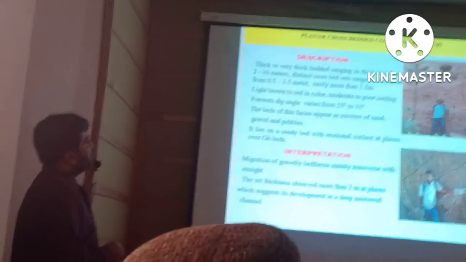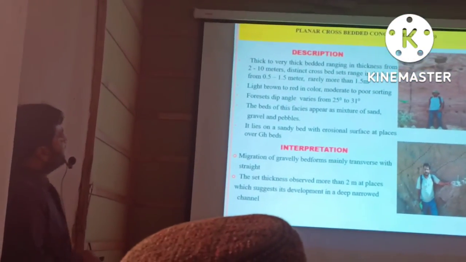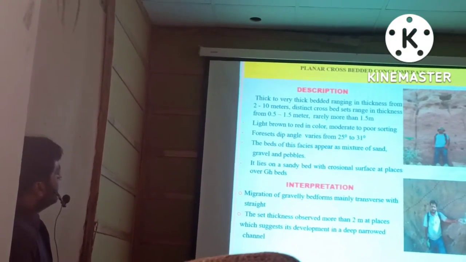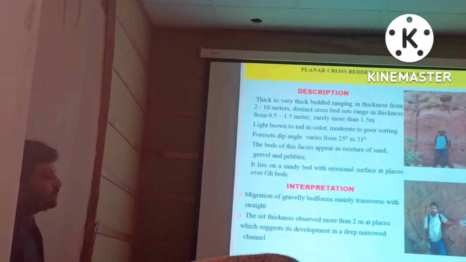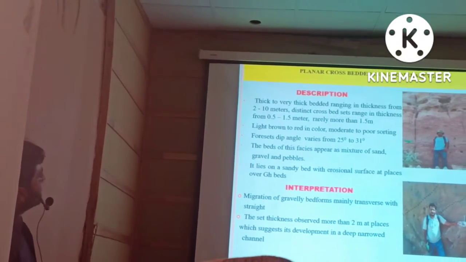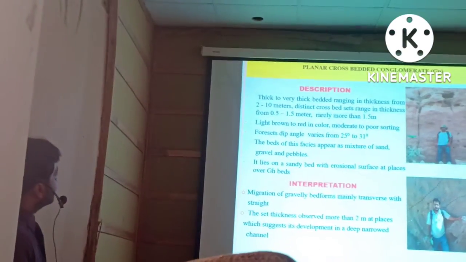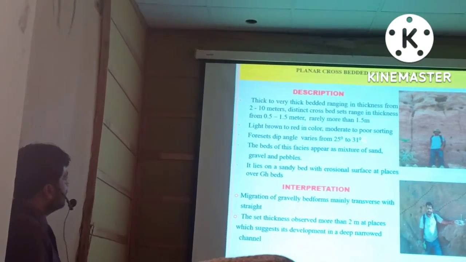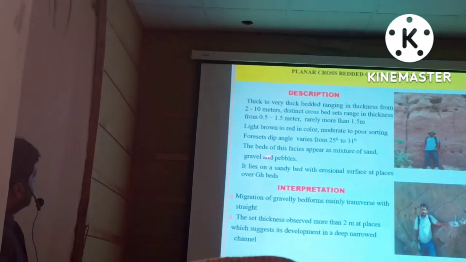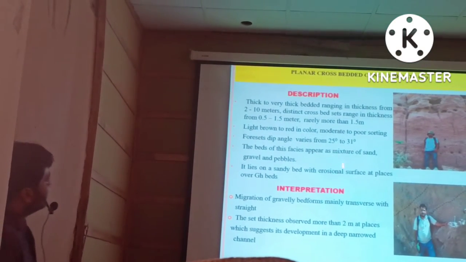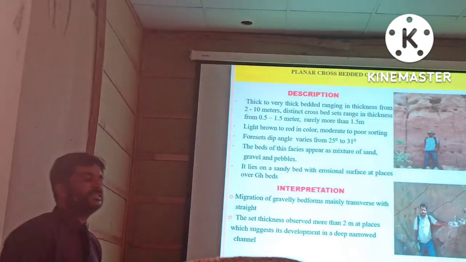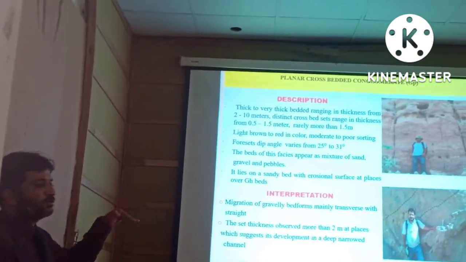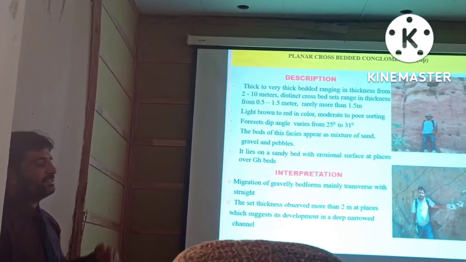Then the planar cross-bedded conglomerate beds are thick to very thick beds that range in thickness from 2 to 10 meters in different parts of the study area. The cross-bed set thickness here is 0.5 to 1.5 meter, rarely more than 1.5 meter is also observed. It is light brown to red in color, and this is seen from these images. Moderate to poor sorting was observed. The beds of this unit have 25 to 31 degrees of foreset dip. Foreset laminae were dipping at 25 to 31 degrees at different places.